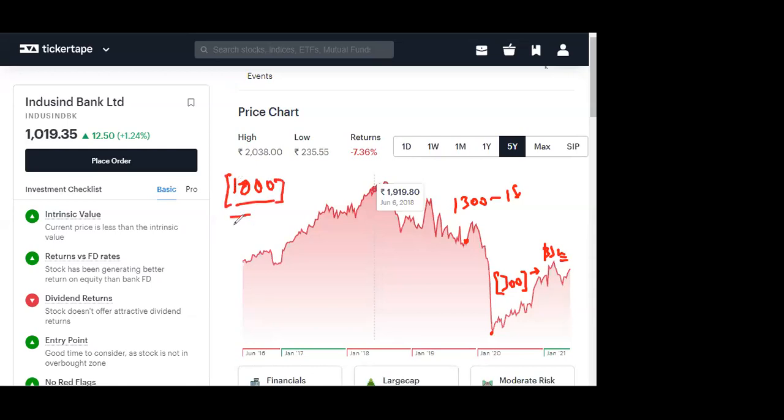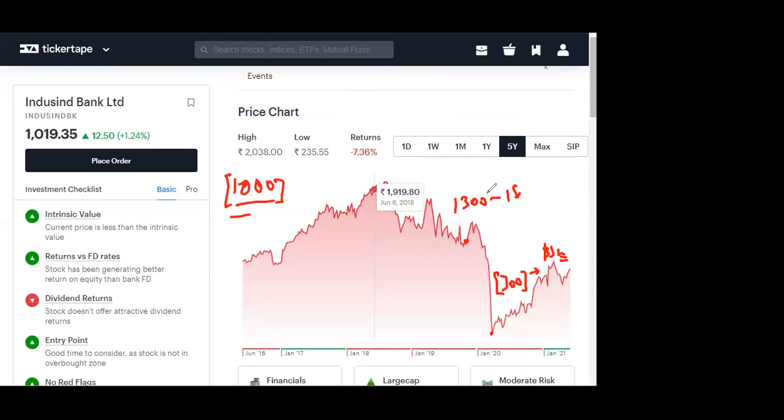Now, think about it. If you are already making a loss of 1000 rupees per share, will you buy more? If it is continuously decreasing, will you buy more? Normal people say no, you should not buy.